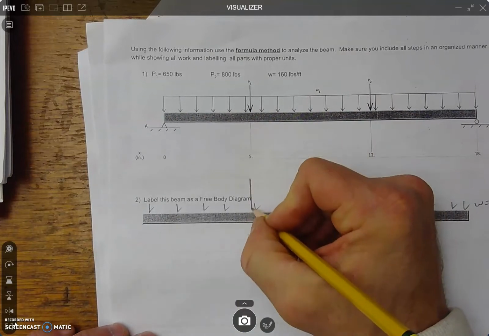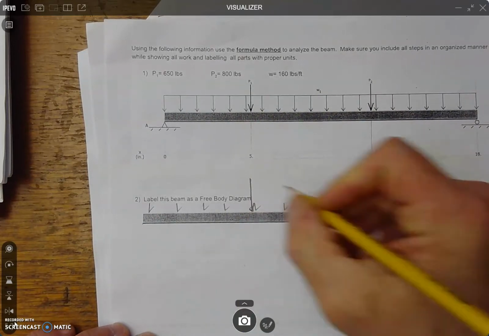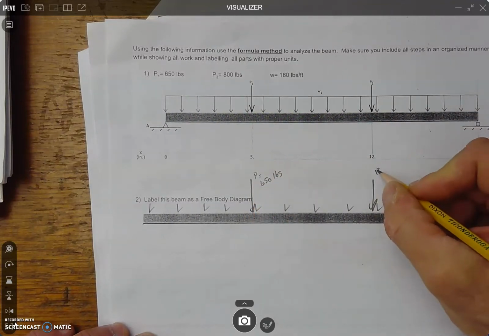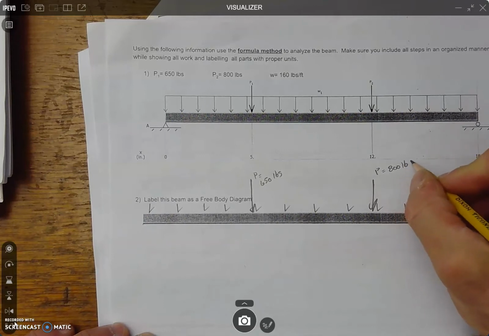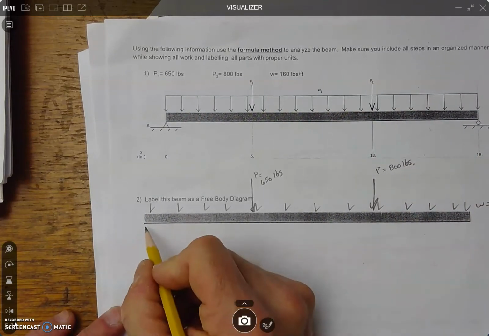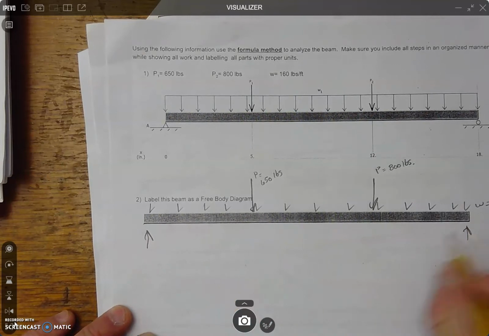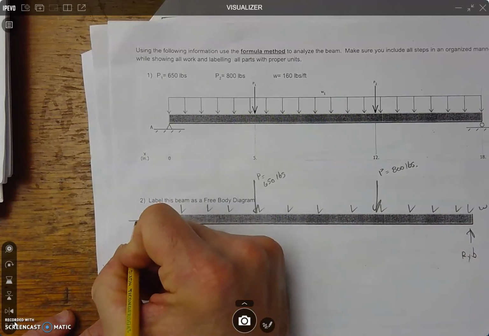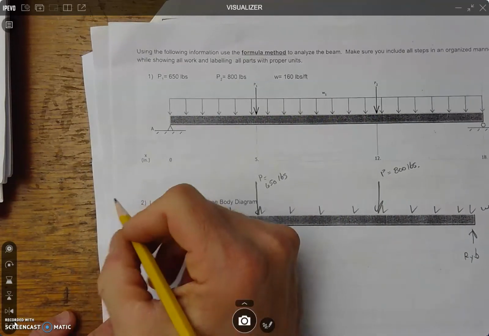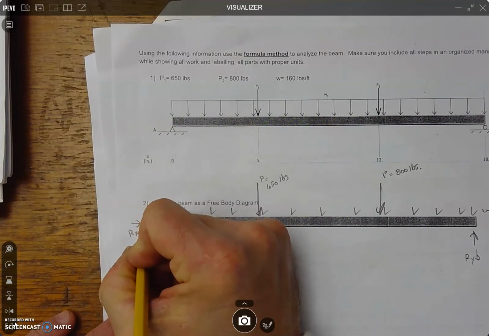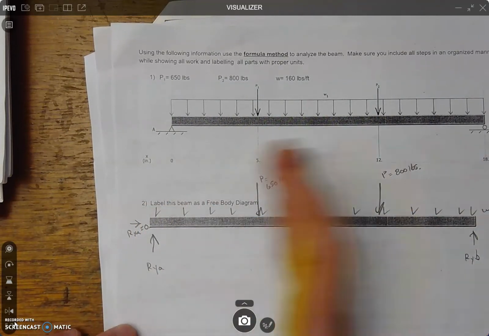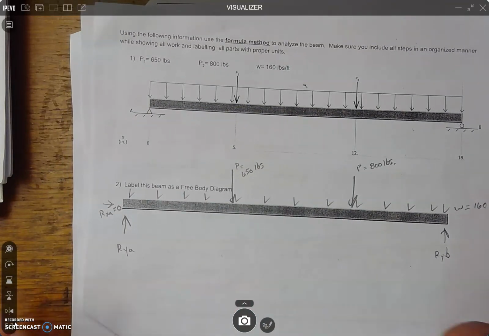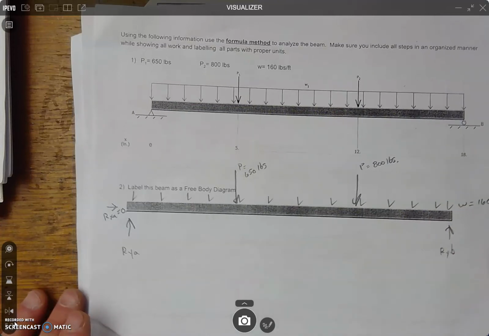You got to put your concentrated loads on here. So P equals 650 pounds. P equals 800 pounds. Okay, then you got to put your reaction forces, RYA and RYB. And we know for the purposes of doing these particular beams, we always have Rx equals 0. There is no force pushing horizontally, although in some cases in real life you would have to account for that. We are just accounting for the vertical forces.